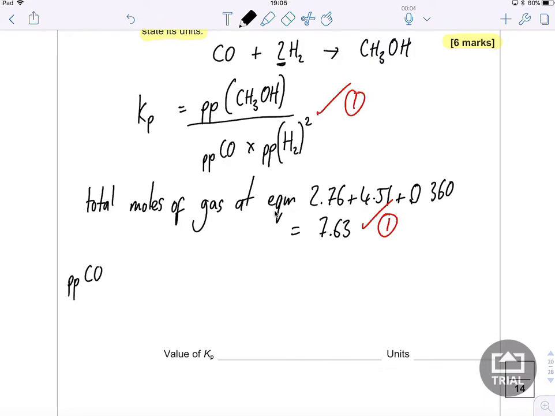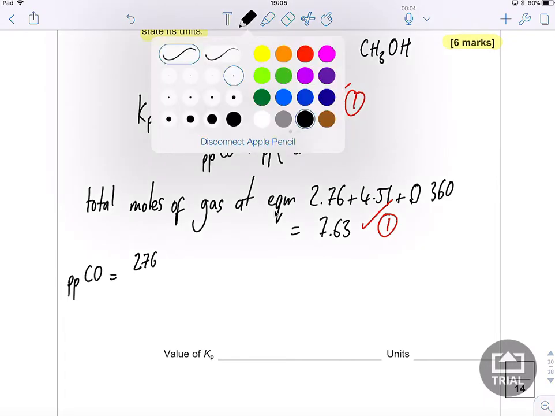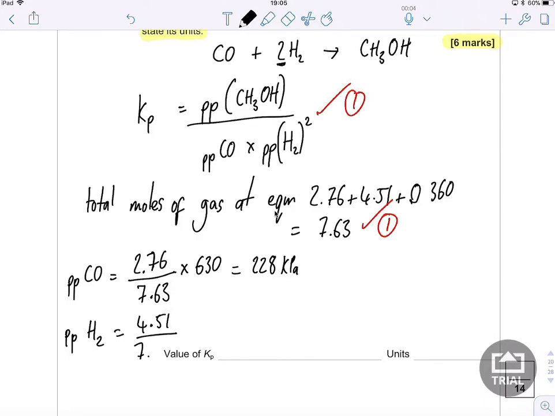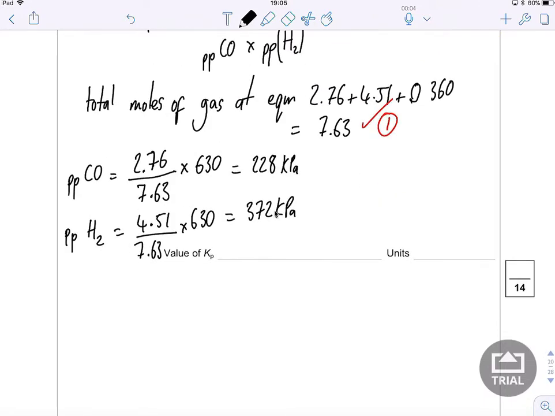So the partial pressure for carbon monoxide is going to be my 2.76 moles that I've got, divided by my total number of moles, 7.63, multiplied by the total pressure, 630, gets me 228. So the partial pressure exerted by carbon monoxide is 228 kilopascals. I can do that for my hydrogen. So at equilibrium, I've got 4.51 moles of hydrogen. I've got my total number of moles, 7.63, times that by the total pressure, gets me the partial pressure of 372 kilopascals.